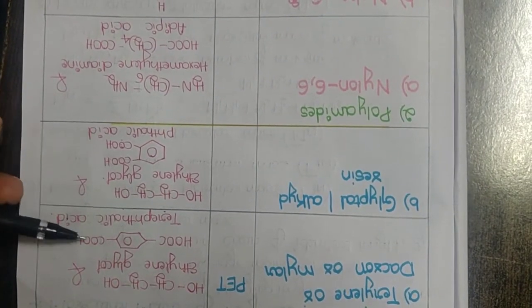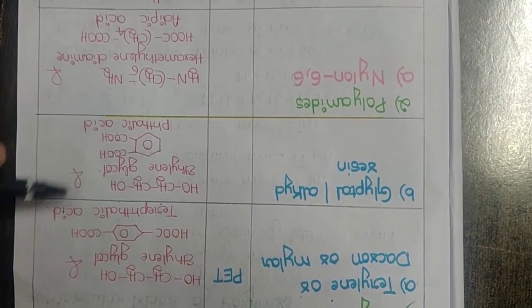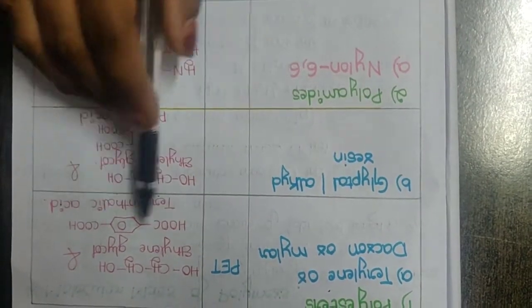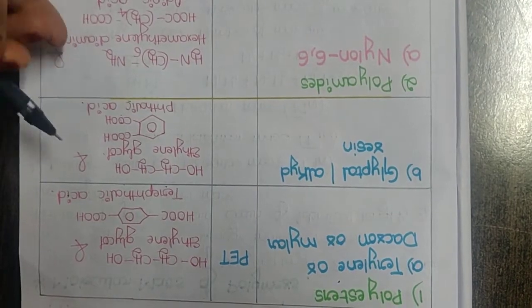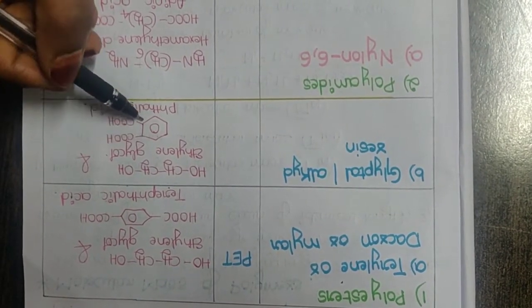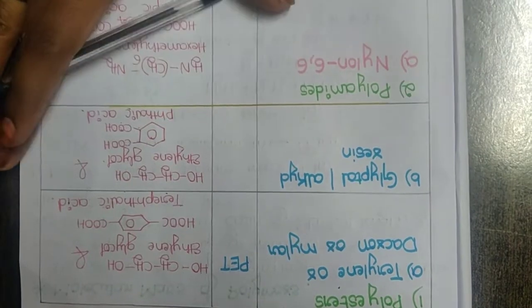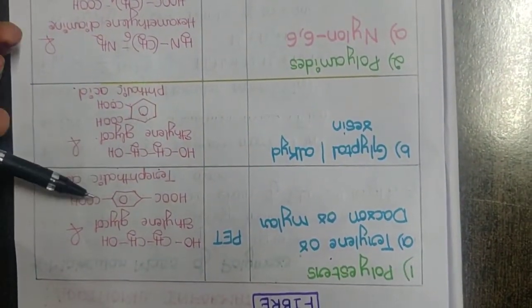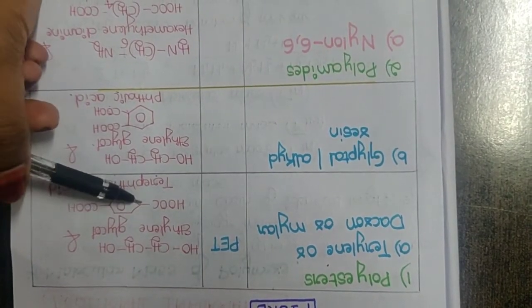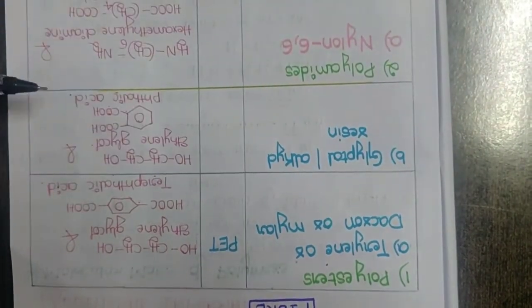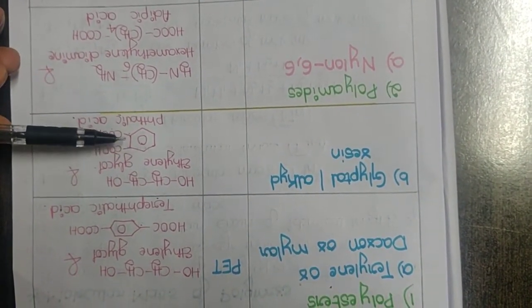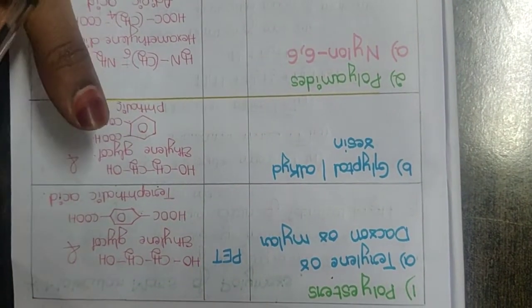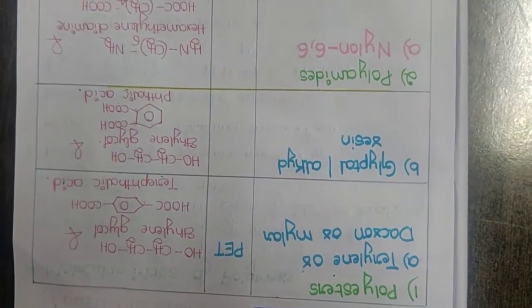So what is the difference between terephthalic acid and phthalic acid? Here the carboxylic acid is present in the 1,4 position. Whereas in phthalic acid, the carboxylic acid is present in the 1,2 position. That's all the difference. I'll repeat, for terylene, you will be using terephthalic acid, which has carboxylic acid in the 1,4 position. Whereas in glyptal, you will be using phthalic acid, which has carboxylic acid in the 1,2 position. Or else, both the monomers remain the same. Okay, so this is regarding terylene and glyptal.